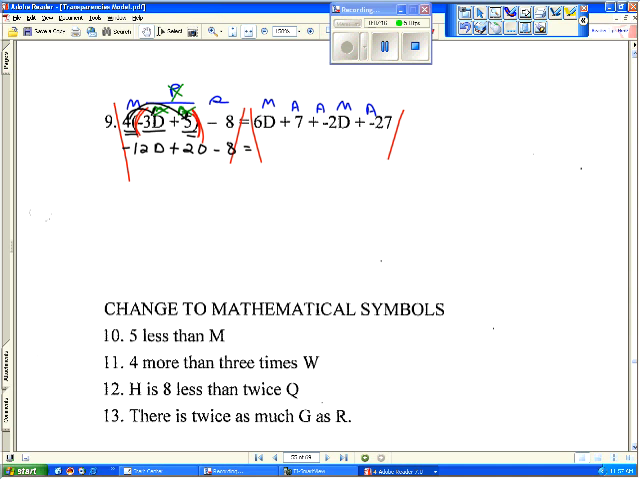Can you do 6 times d? Nope. Can you do negative 2 times d? Nope. So that takes us to addition or subtraction. When you have addition and subtraction, you look for combining like terms. Do we find like terms? Yes, sir. We got 6d and negative 2d, and then we have 7, negative 27. So the d's are like terms, and the numbers are like terms.